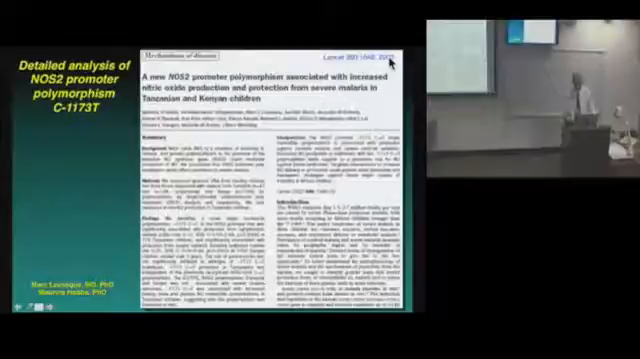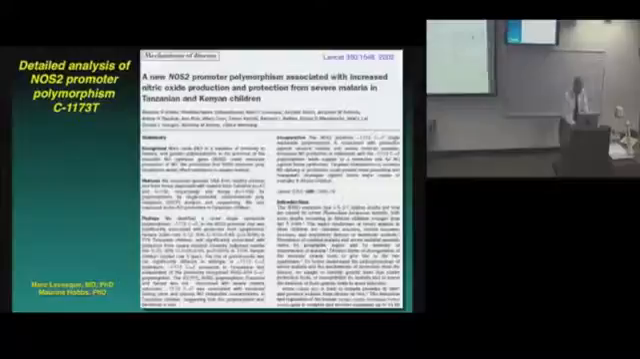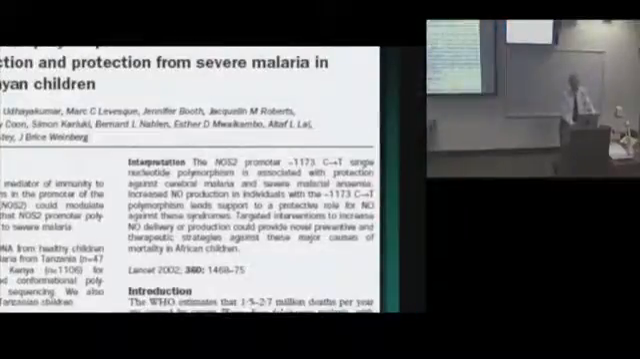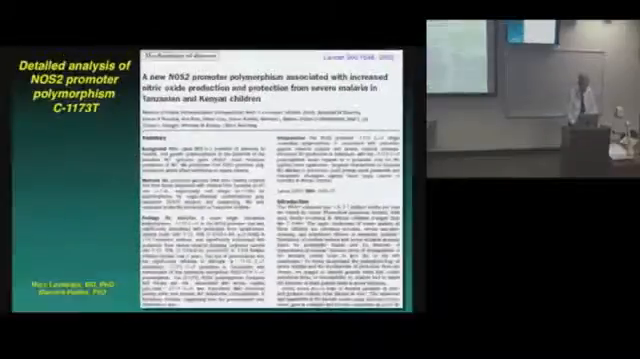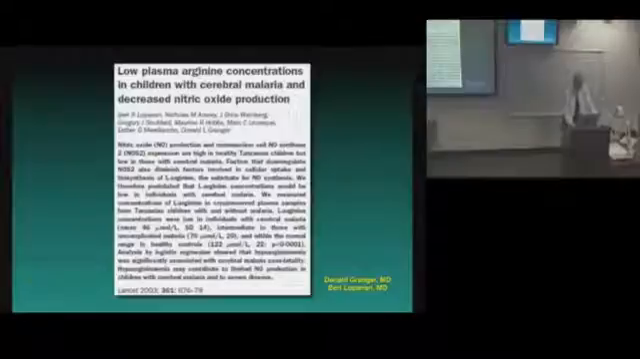This was published in 2002, where we demonstrated this specific NOS2 promoter, that the single nucleotide polymorphism was associated with slight increased production of nitric oxide and provided protection. We've documented several other promoter polymorphisms and certain haplotypes that are associated with either increased or decreased nitric oxide and change in susceptibility or manifestation of disease.